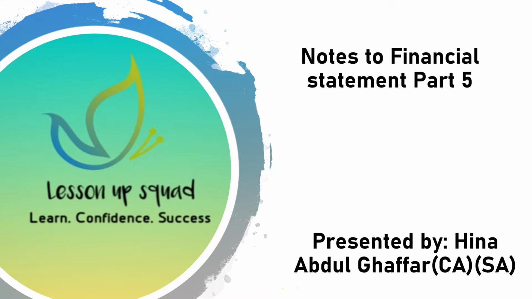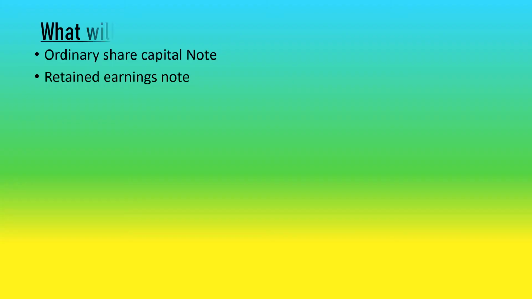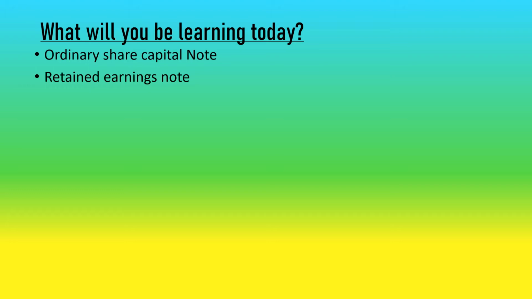Today we'll be doing Notes to Financial Statement Part 5, which is the last part of our series. Now that we've gone through all the other notes to the financial statement, the income statement notes, the other balance sheet notes, today we'll be looking at ordinary share capital notes and retained earning notes. If you haven't watched any of our previous series, I'll just link it above.